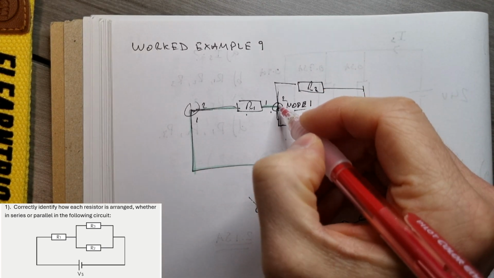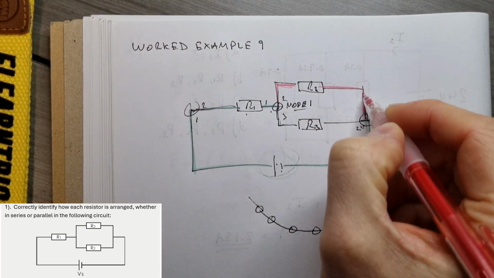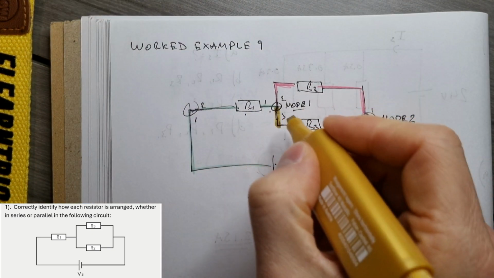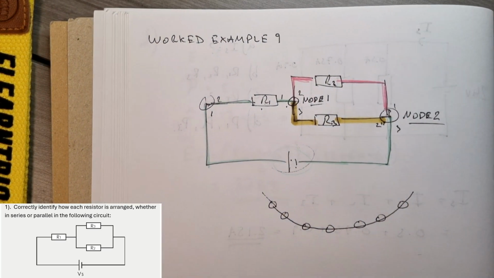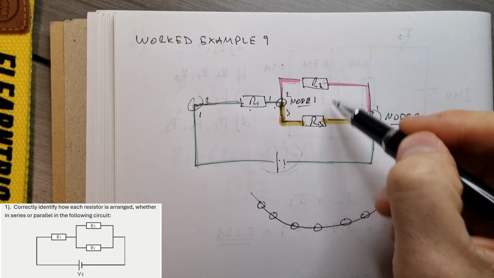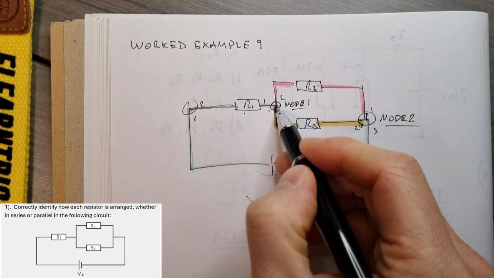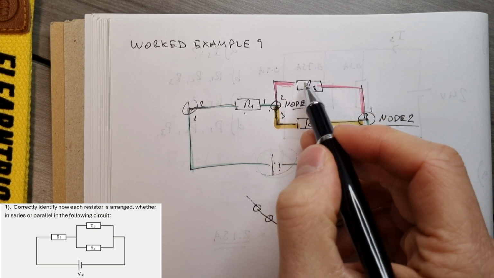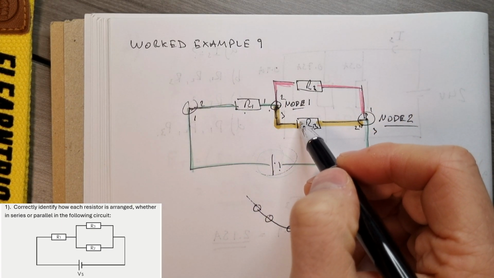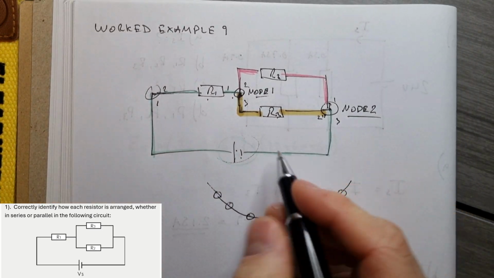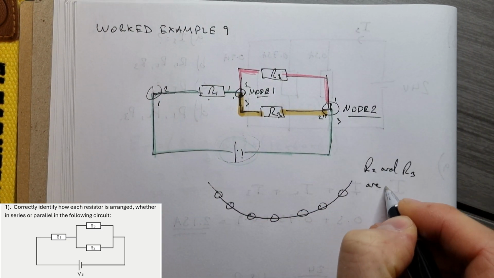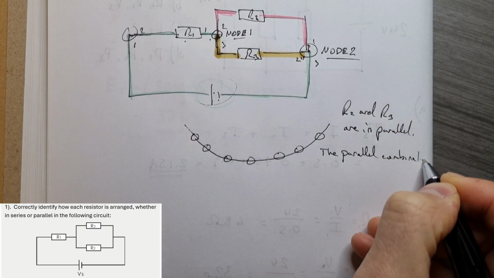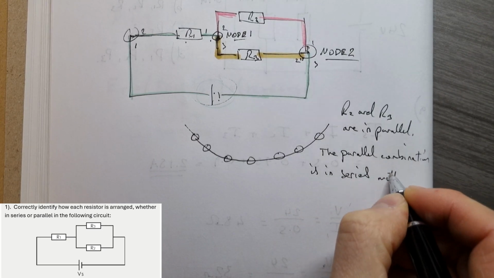join node 1 and 2, and that's this top path, which I'll highlight in red. So we've got the red branch, and then below that we'll have a gold branch going from node 1 to node 2. The two branches, the red and the gold, both start at node 1, both finish at node 2. So those two branches are in parallel, and that tells us that R2 and R3 are in parallel with each other. So the way I would write this out is I would say that R2 and R3 are in parallel, and the combination, or the parallel, is in series with R1.